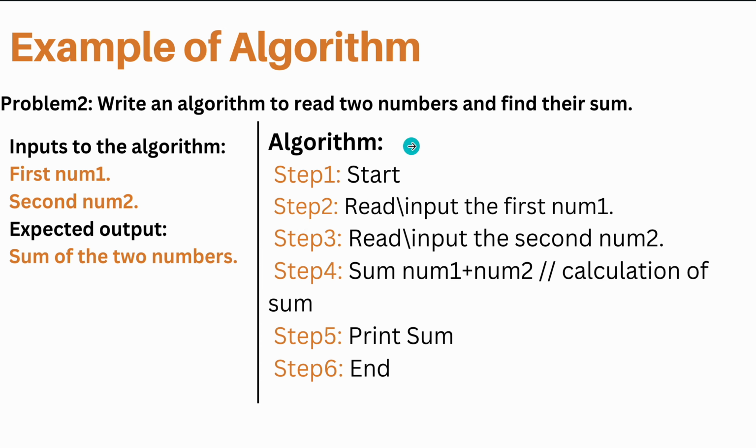And how will we write the algorithm? Start. First we always write the start, right? Then read or input the first number. Then again, the next step: read or input the second number. Fourth step is to get the sum, number 1 plus number 2. Fifth step is print the sum. And the sixth step is stop, end, right? So this is the algorithm for the sum of 2 numbers.